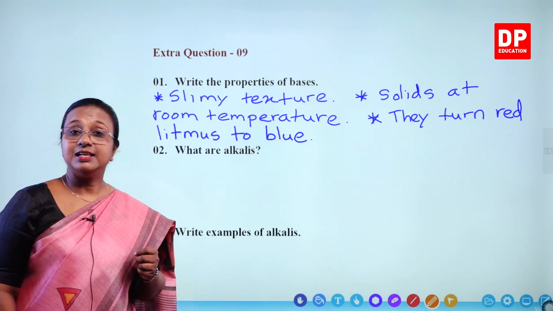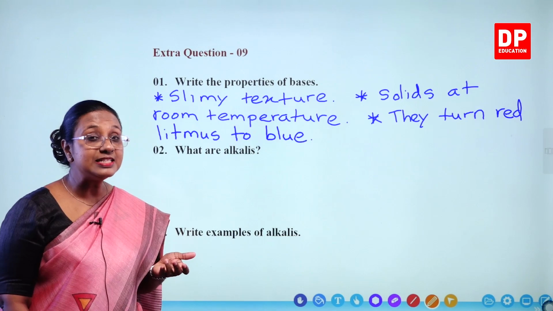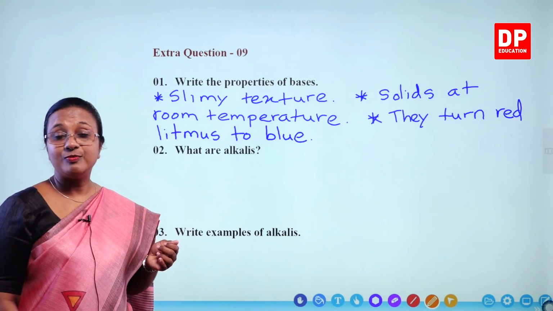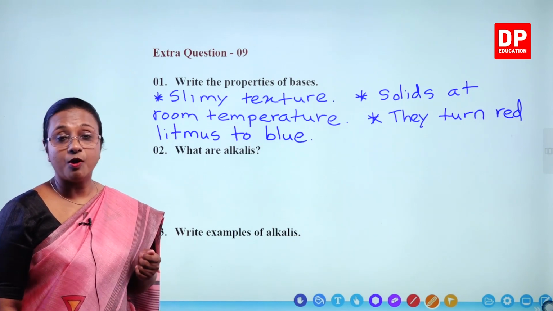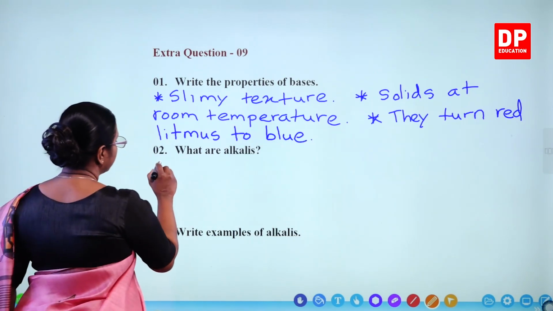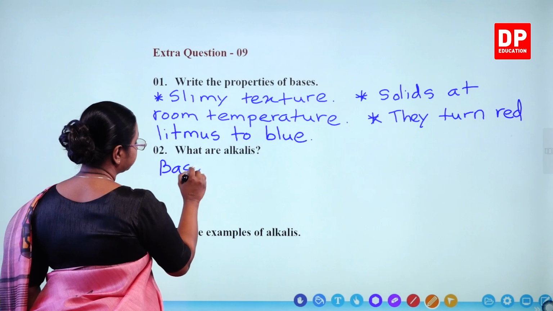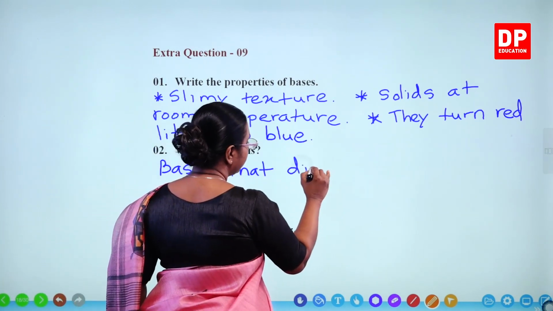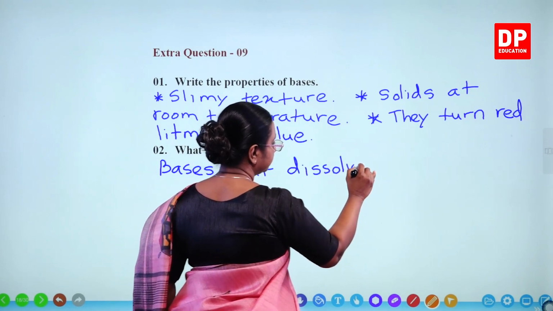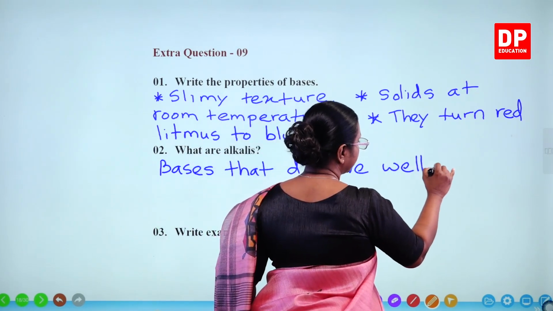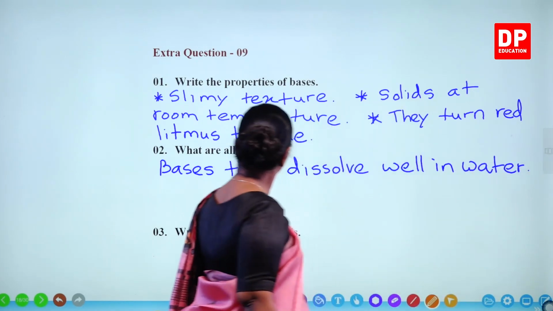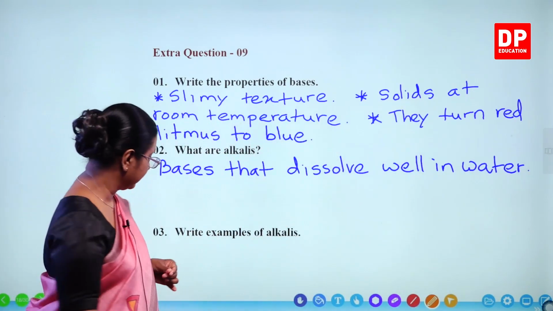Then what are alkalis or alkaline solution? I have told you all. What are they? Bases that dissolve very well in water and form aqueous solutions. So bases that dissolve well in water are known as alkalis.